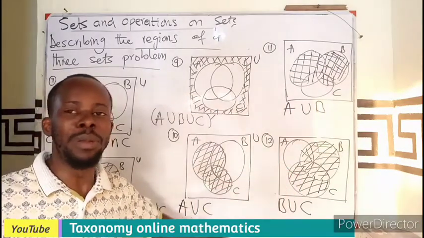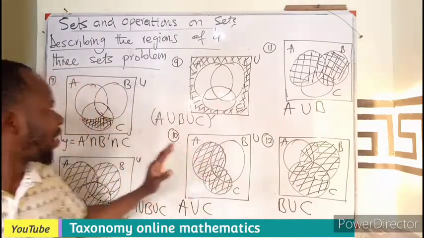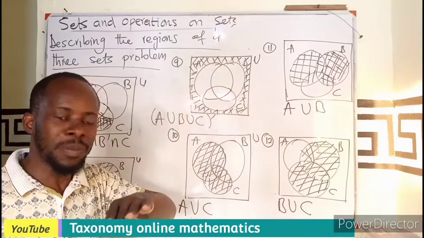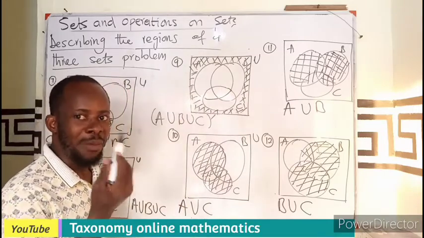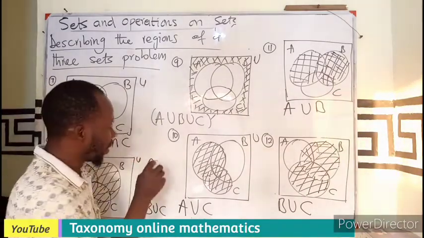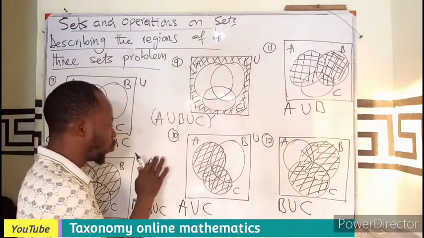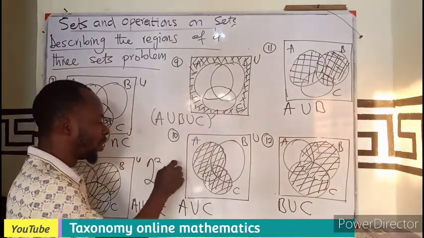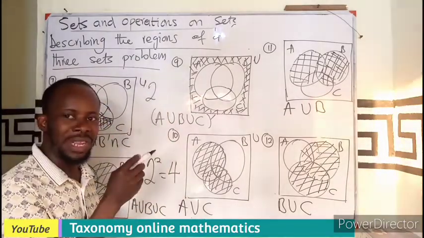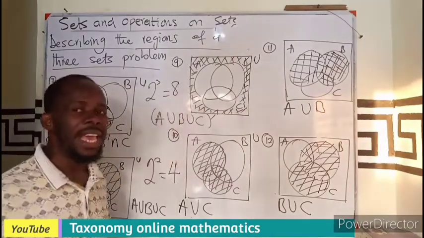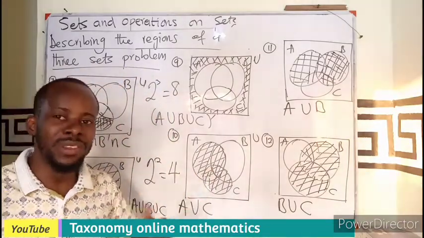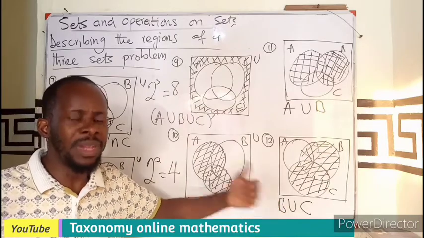Alright, so these are the various regions by shading of a 3 set problem. Any of the regions can be identified by the designated number we gave, 1, 2, 3, up to 8. Under the 2 set, how many regions do we have? 4 regions. Using the formula of subsets, 2 exponent n, where n is the number of sets: 2 sets gives 4 regions. With 3 sets, that gives us 8 regions. So we can add that as a formula to find out how many regions we can get from a 3 set problem.